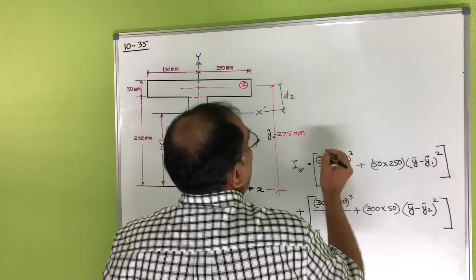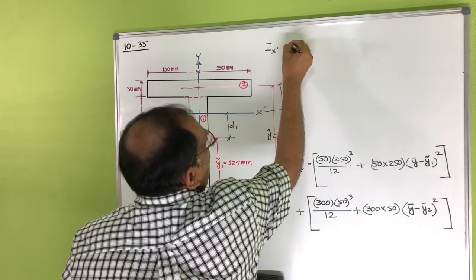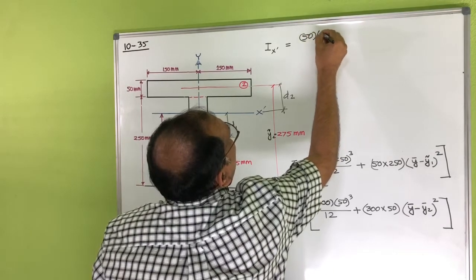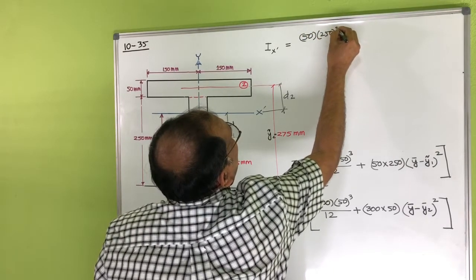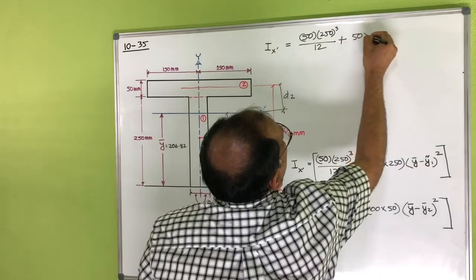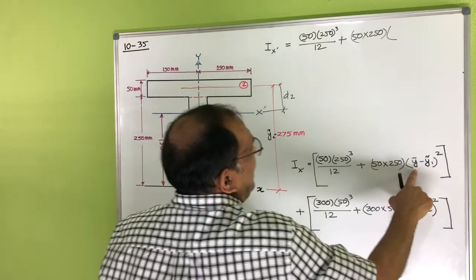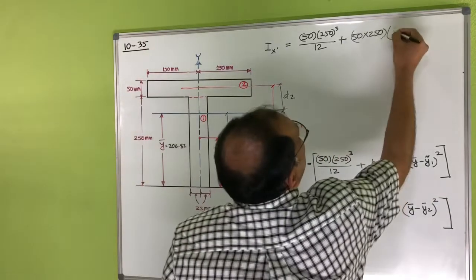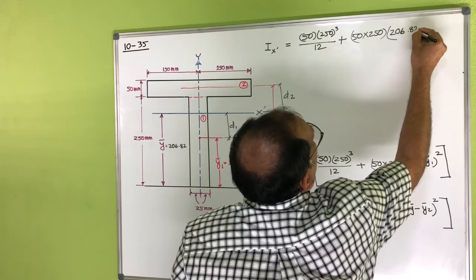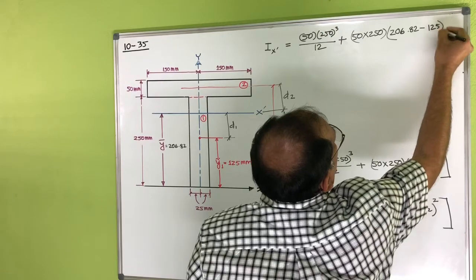That this one is 50 into 250 cubed by 12 plus 50 into 250. This one is basically 206.82 minus 125 square.